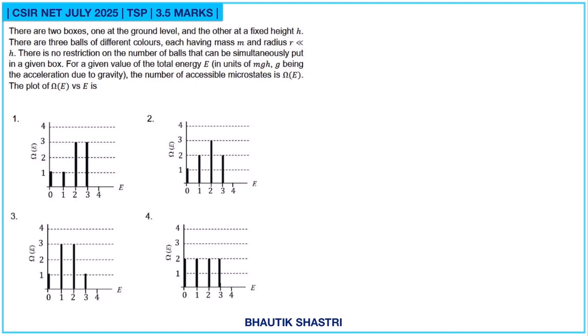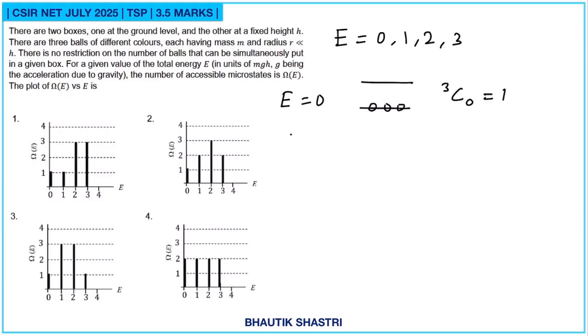So here, since there are three particles, energy can be 0, 1, 2, 3, that's all. E equal to 0 means all the particles are at ground level. That means three particles are at ground level, so this is the way of choosing 0 particles from 3 particles. So this is 3C0, which is 1. If you consider E equal to 1, that means exactly one particle will be at height h and two particles will be here. So this is 3C1, which is equal to 3.